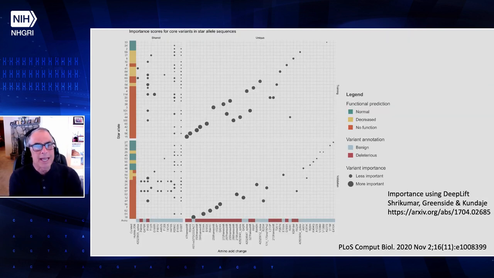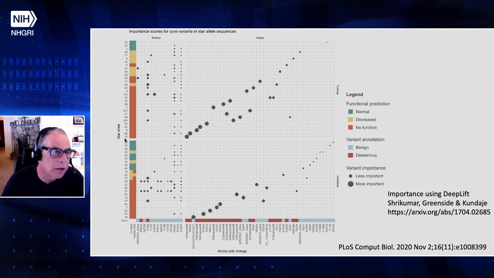The final thing I want to say is that we want to provide some explanation to an interested pharmacogeneticist or biologist about why we make these predictions. So what we do is, for each star allele that we made a prediction on, that's on the y-axis, the red, yellow, and green shows what we predicted. And then we have these balls that show which variants that we observed drove the prediction.